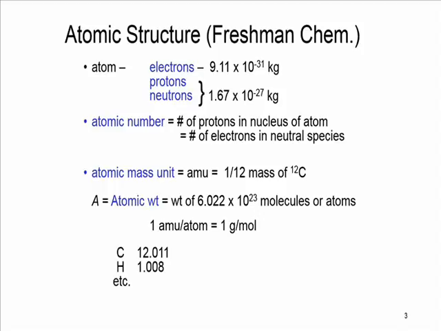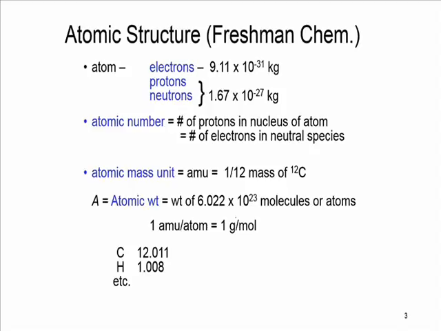Atomic mass is defined as 1/12 the mass of carbon, and the atomic weight definition is given here. Based on this, the atomic weight of carbon is 12.011 and its atomic number is 6.